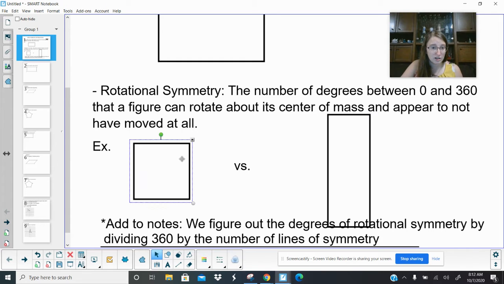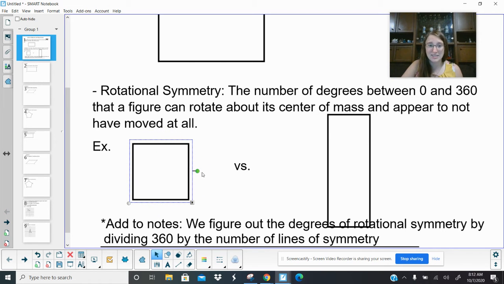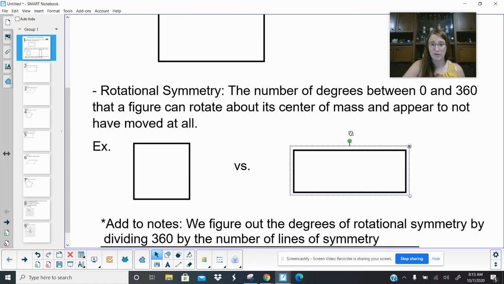Versus over here, if I start to rotate this, well, right there, it doesn't look like it's the same. Hey, it's back to itself. That was a 90-degree rotation. I can turn it again. That's another 90-degree rotation, and it looks like it did to start with. Once more, there's another rotation and another one, and it looks exactly the same as it started with, the same orientation. It appears to not have moved at all. So we're going to look at that and talk about how we find what those degrees of rotation are.